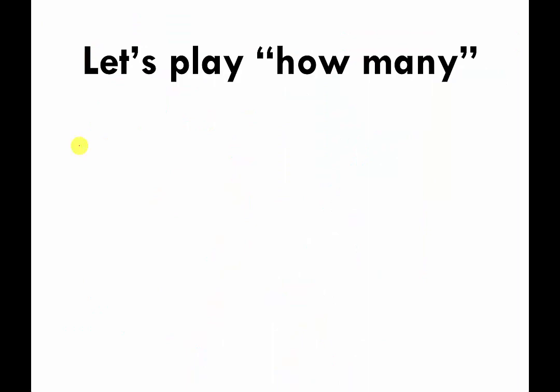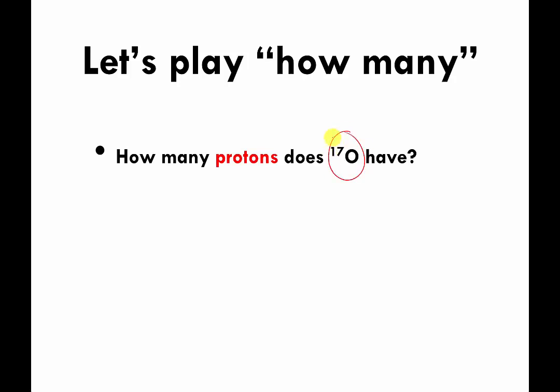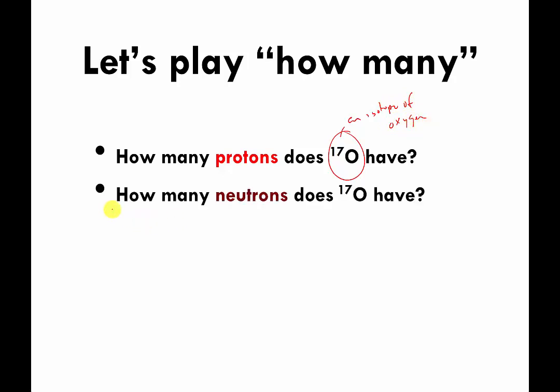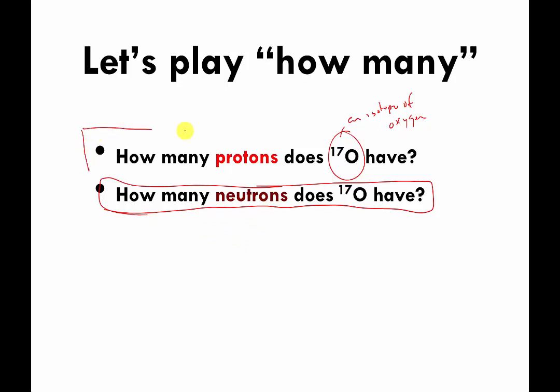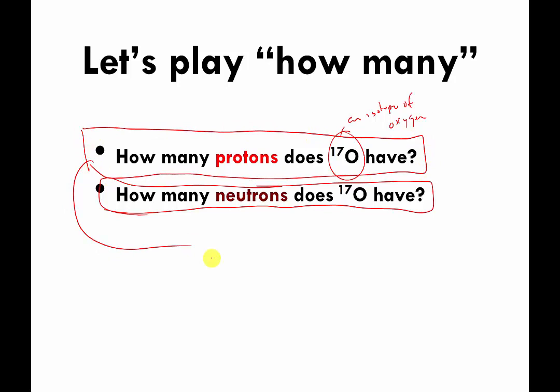All right, so another game. Let's play how many. How many protons does oxygen 17 have? So that's how I pronounce this. This is an isotope of oxygen. The second question is, how many neutrons does oxygen 17 have? The way that you do this is you have to use your periodic table, and the periodic table will answer the first question. If you look up in the periodic table, oxygen atoms, doesn't matter what kind, if it's an oxygen atom, it will have 8 protons per atom. So that gets us halfway there.